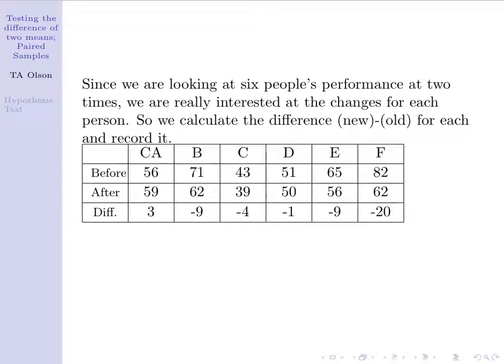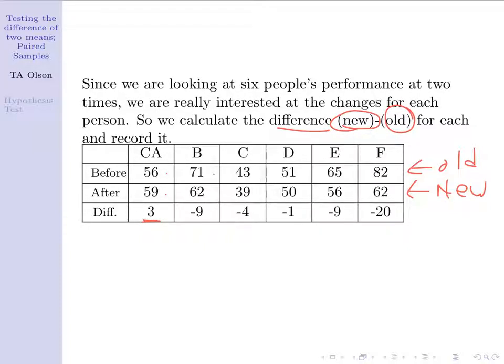So what we're going to do is calculate something else. We're going to calculate the difference, right? The new time minus the old time. And then we're going to look at the difference. So Chief Aru's time went from 56 minutes to 59 minutes, so her time went up by 3 minutes. Up is going to be positive.